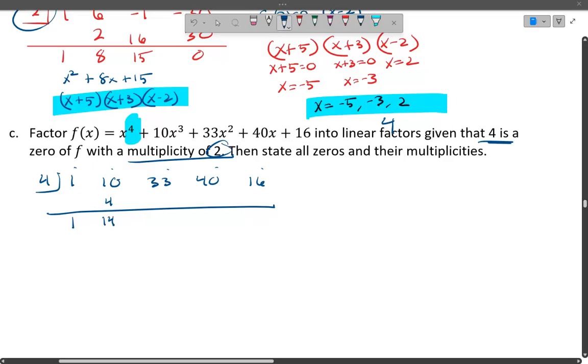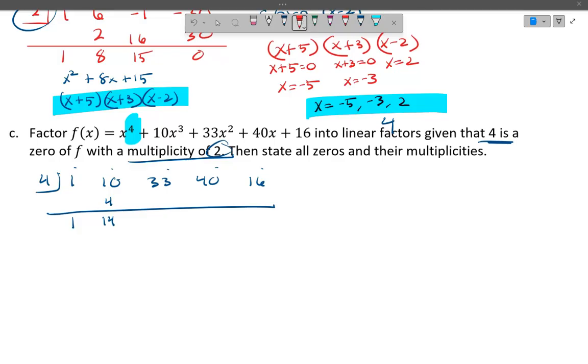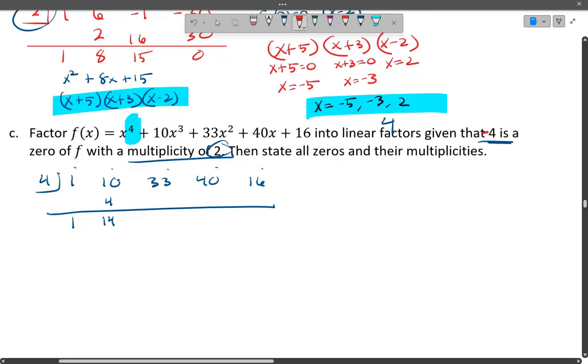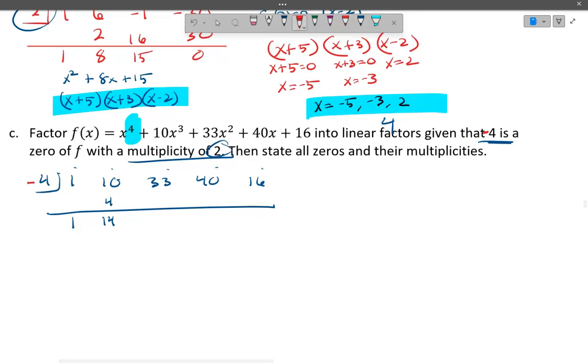Actually, pause there. Looking ahead, I realize this isn't going to work. I did a little bit of a typo. This is supposed to be negative 4. So we're going to use negative 4 as our 0. So correction, negative 4 is a 0. Had a little typo there. Apologize for that. So let's go ahead and fix this real quick.